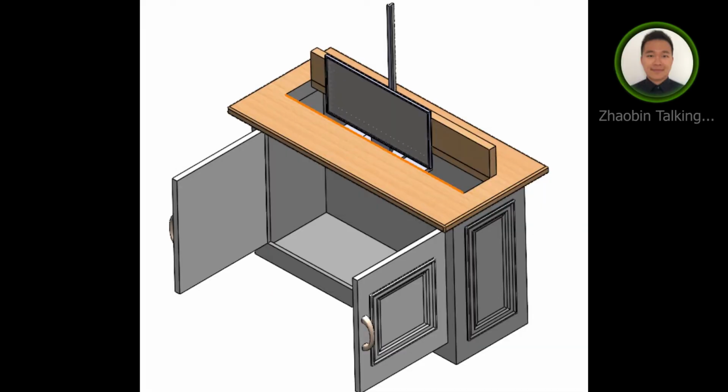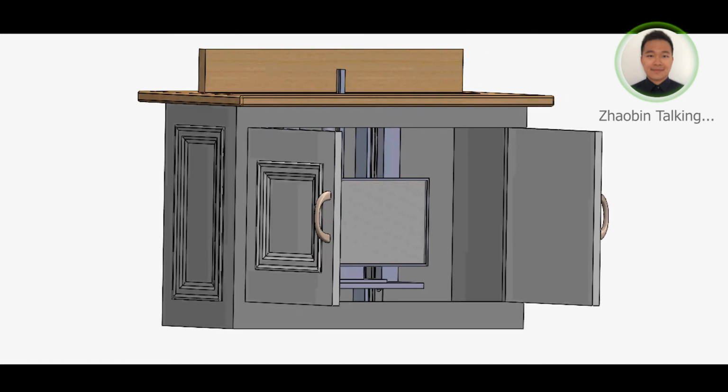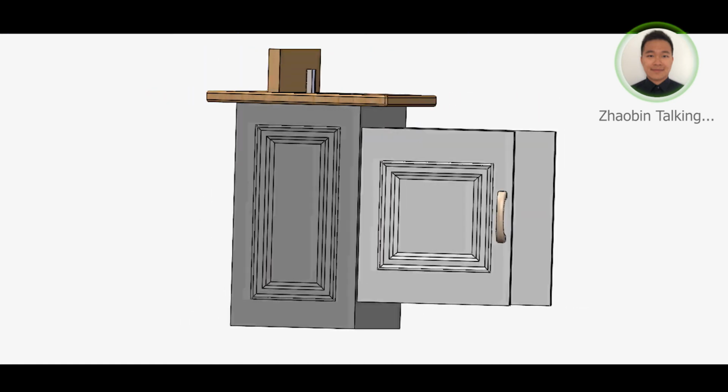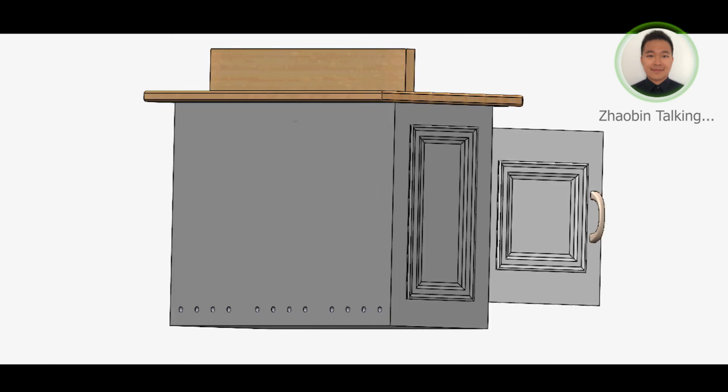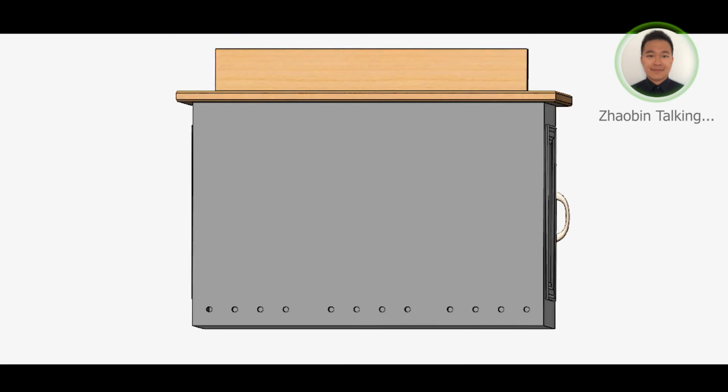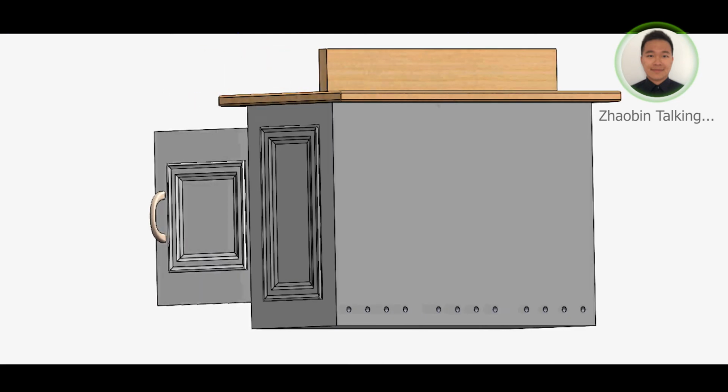Okay, I want to talk a little bit about the 3D CAD model we have that is drawn from SolidWorks. So the overall dimension of the cabinet is 60 inches in length, 20 inches in width, and 45 inches in height. And the material for the cabinet is wood.